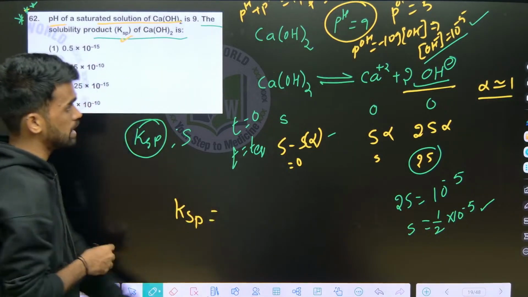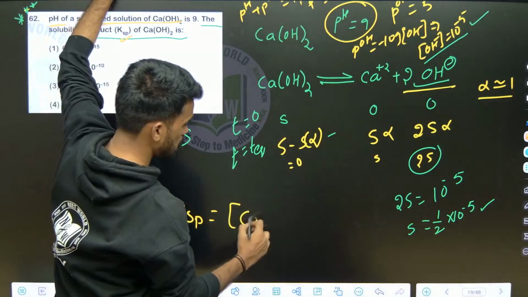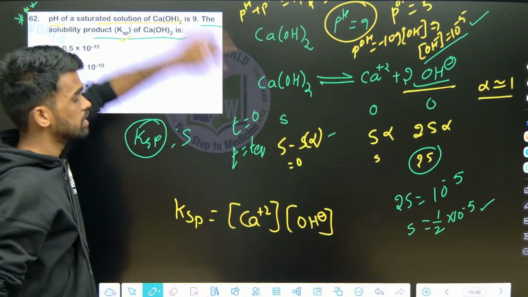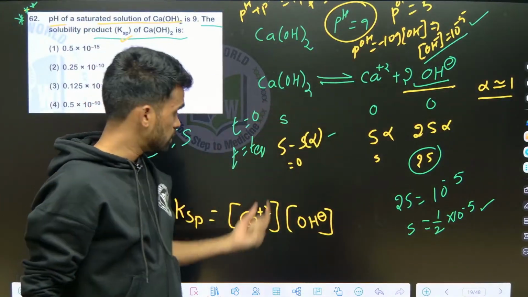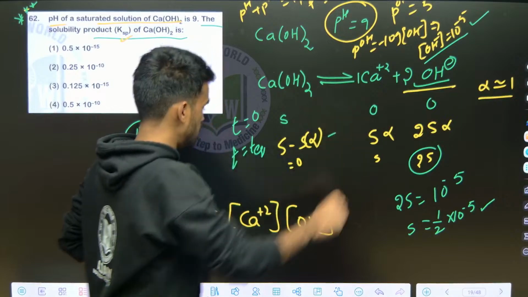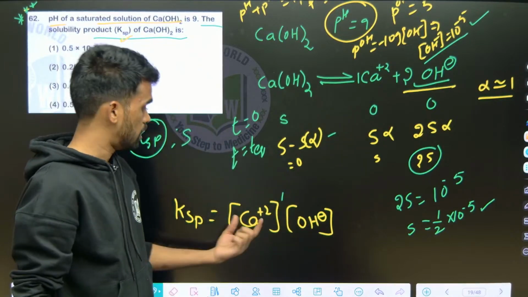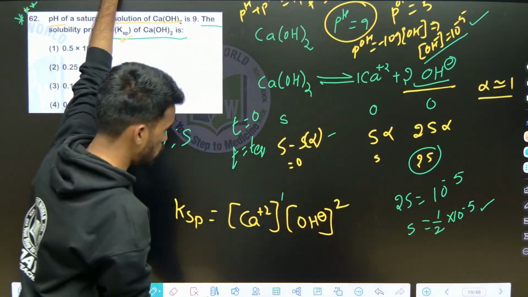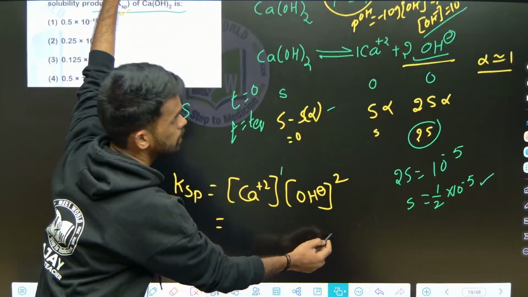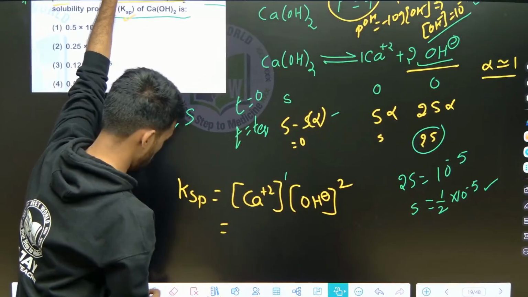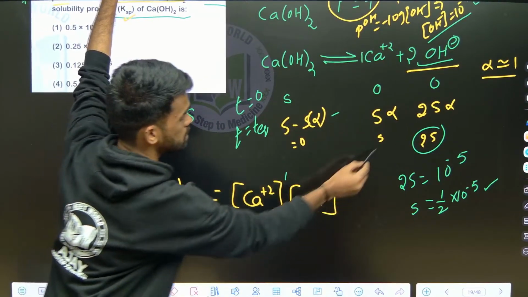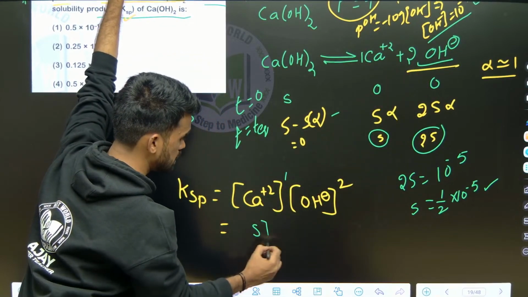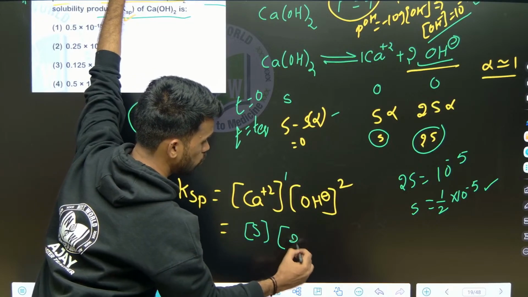How can we write this KSP? What are the ions we have? Ca plus 2 and OH minus. So how do we write this? Write the cation, and whatever the coefficient is, write it as a power of that particular ion. Here write the anion. What is the coefficient here? We have 2. Now what is the value of S? Calcium is having S and this is having 2S. So here I should write S, and this as 2S whole square.